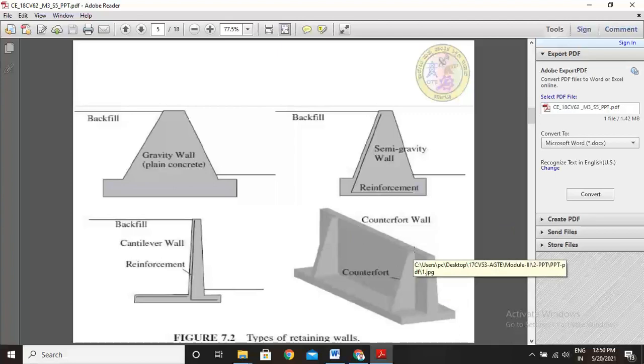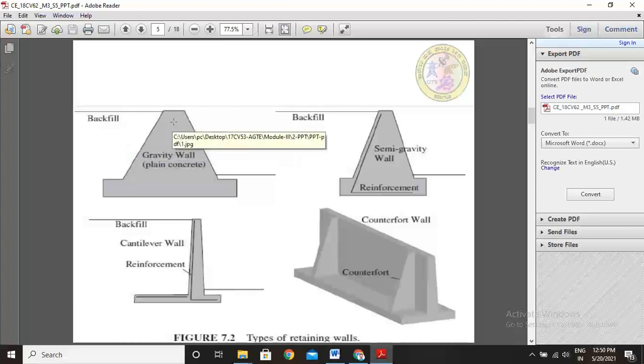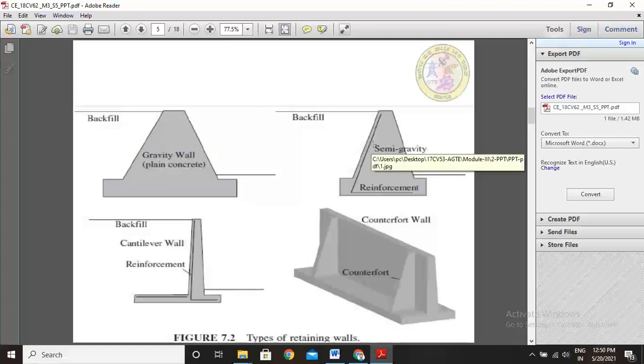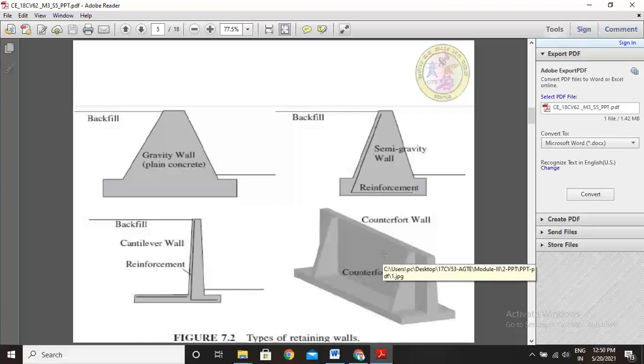These types of retaining walls are used in structures to protect the backfill. This side is backfill. By constructing a gravity wall, we protect the backfill. We provide reinforcements to protect this backfill. We construct a cantilever wall to protect these backfills. We can also construct a counterfort type retaining wall to protect the backfills.